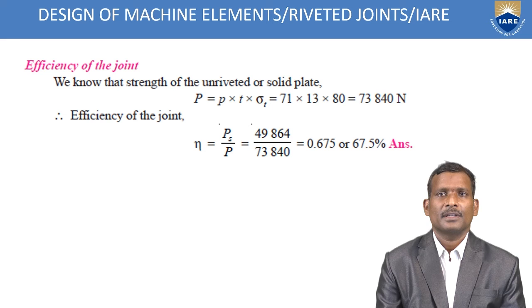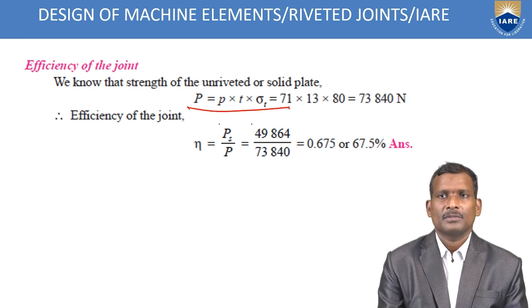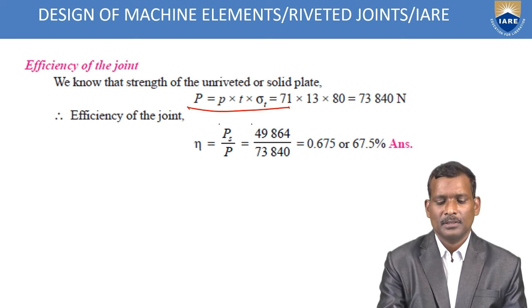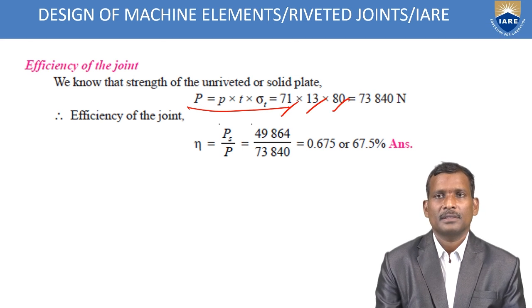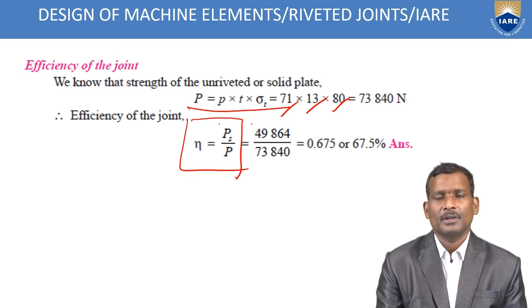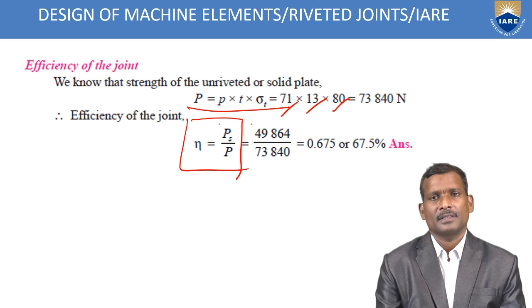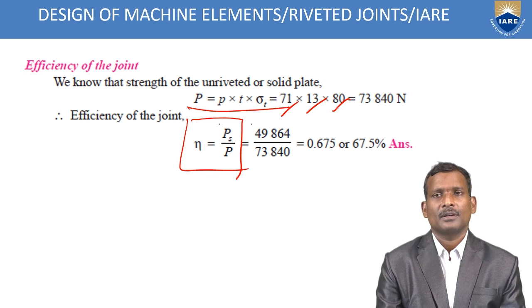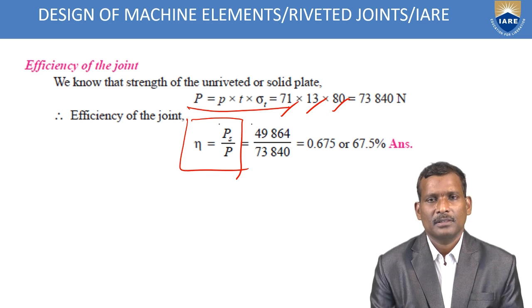For the efficiency of the joint, you know the strength of the unriveted or solid plate is P into T into sigma T, where P is the pitch value, T is the thickness of the plate, and sigma T is the tensile stress. Now apply the efficiency formula. The strength of the joint is the least of the tearing resistance, shearing resistance, and crushing resistance.